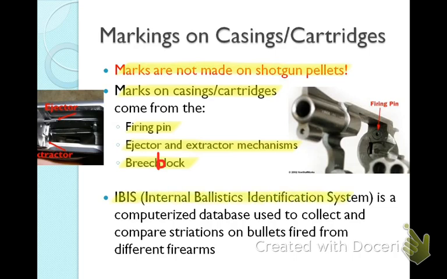IBIS, Internal Ballistics Identification System, is the database, just like we talked about with fingerprints. It's AFIS. IBIS is the computerized database to collect and compare striations on bullets fired from different firearms.